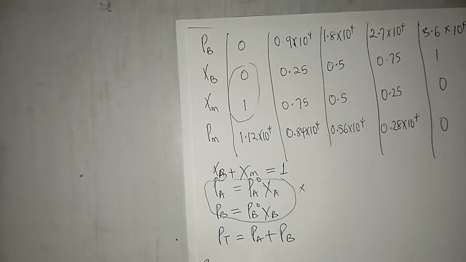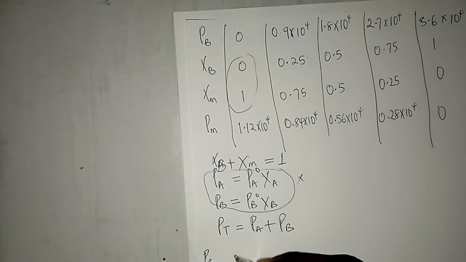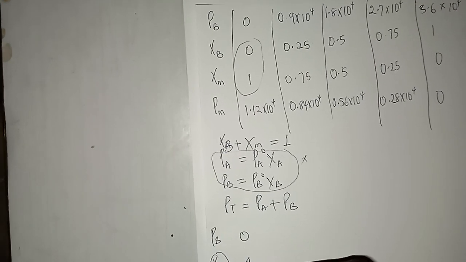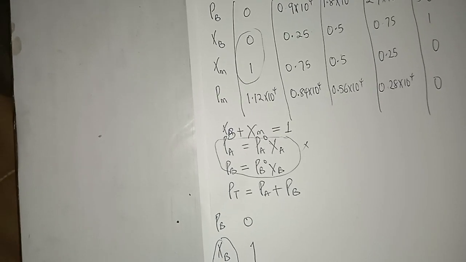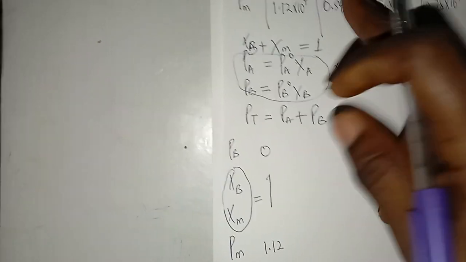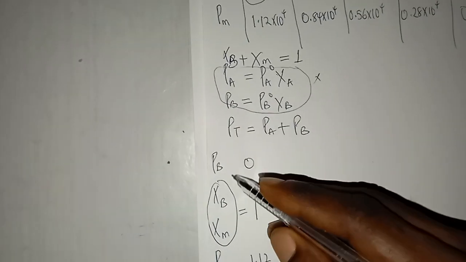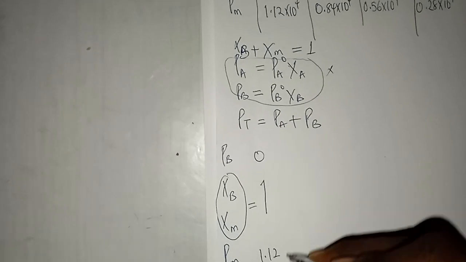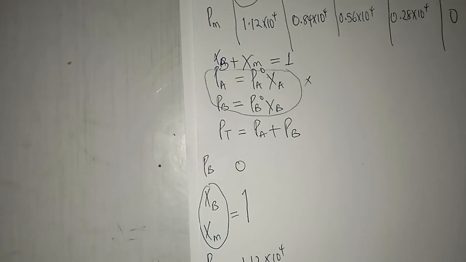So to find the P total is simply, all you got to do is just come and do this zero. Let me remove this because we've seen that everything here must add up to 1. So all you got to do is 0 plus 1.12. So everything here, if you check it, for each case adds up to 1. So we don't need to look at mole fraction, just this vapor pressure plus this. So when you add these two up, it gives you P total.